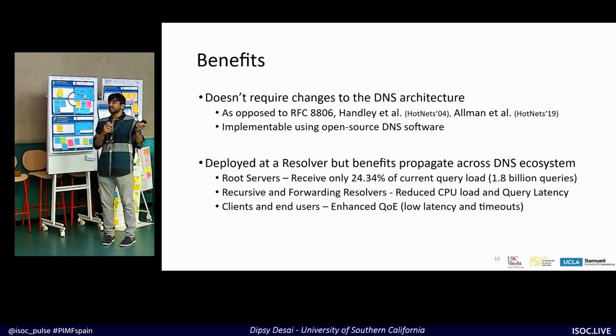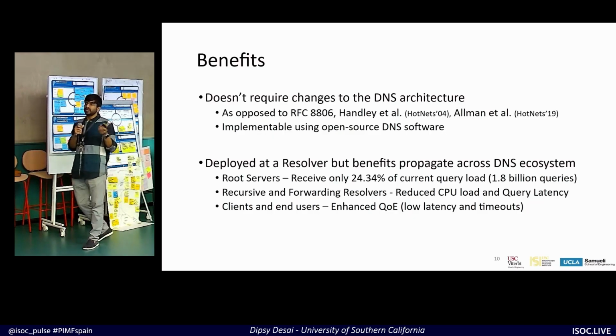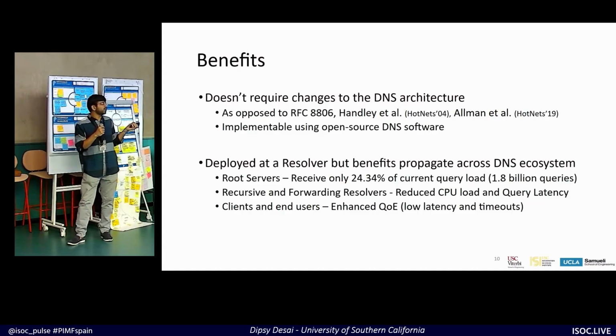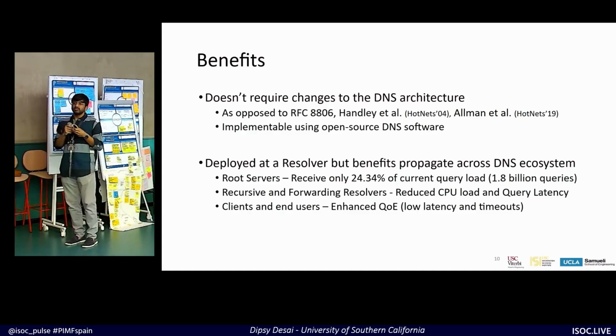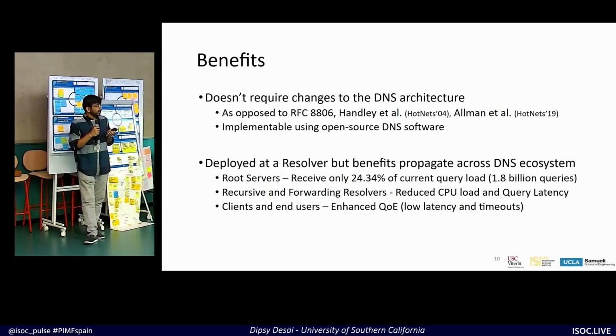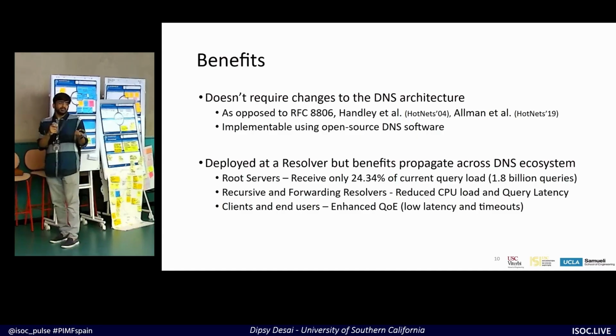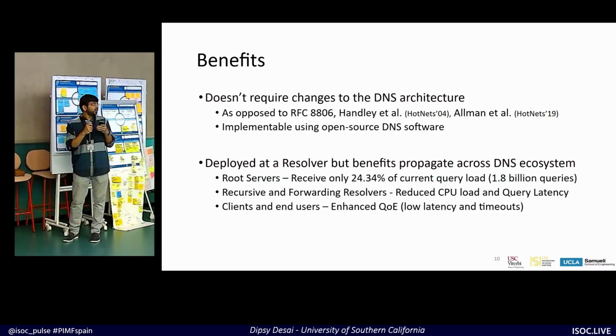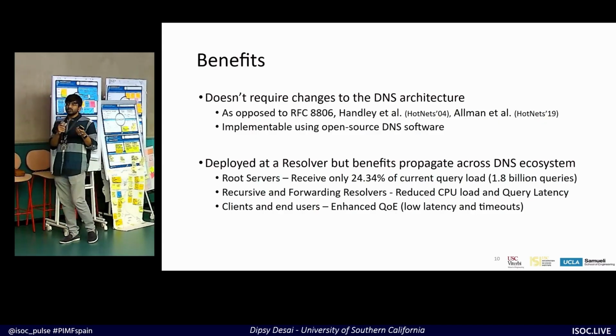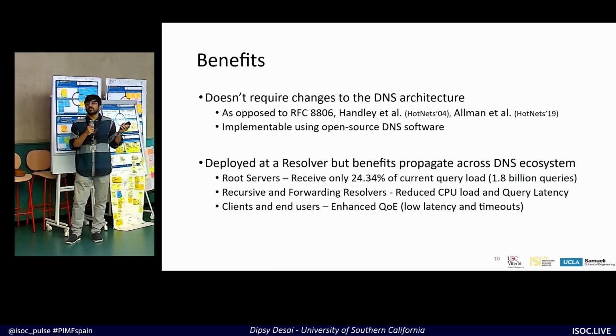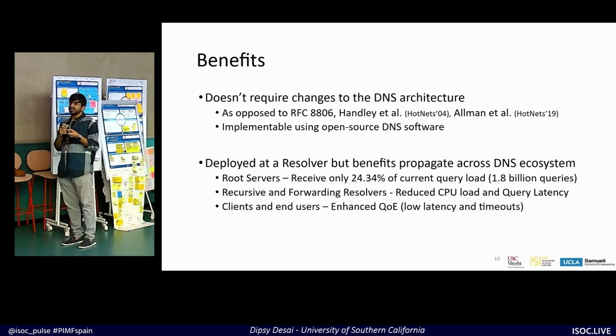However, our approach is implementable using open DNS software. We experimented with Unbound and we believe it is expandable to others as well. Also, the proposition that we have is deployed at a resolver, but its benefits expand to other hierarchies in the DNS ecosystem. Root servers would receive only about 24.34% of queries in comparison with what they see today.